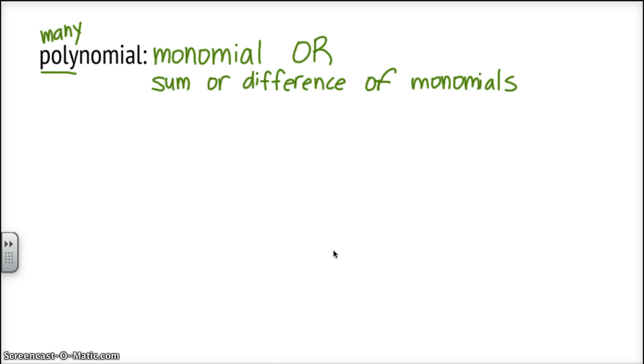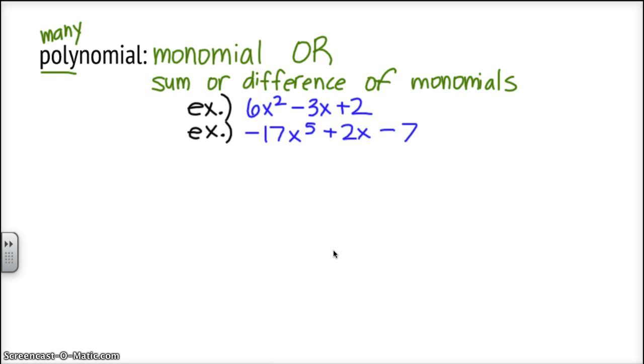Okay? I'm going to give you two examples real quick. And both of these examples are written in what's called standard form. Okay, and I'll show you what standard form is in a second. 6x squared minus 3x plus 2. It's an example. Second example. Negative 17x to the 5th plus 2x minus 7. Okay? They're written in standard form because the values of the exponents are decreasing. So in that first example, the exponents go 2, 1, 0. And in the second one, it goes 5, 1, 0.